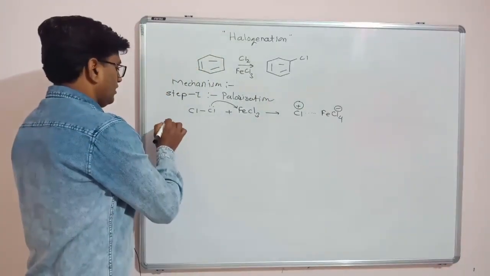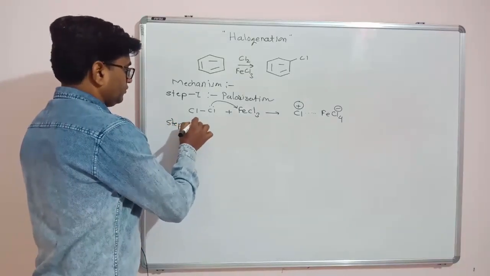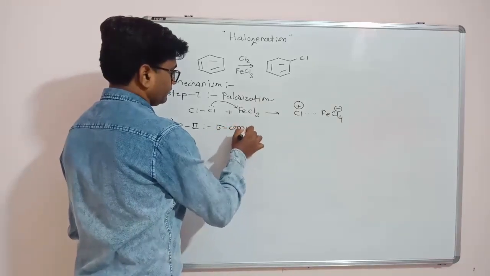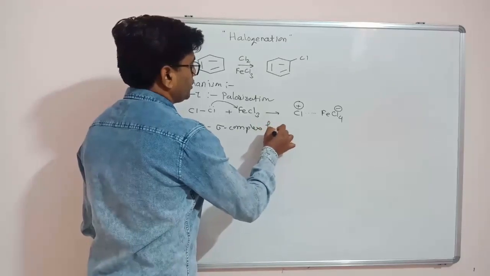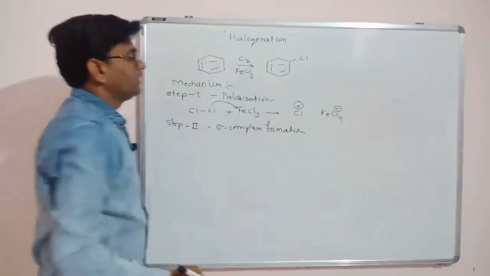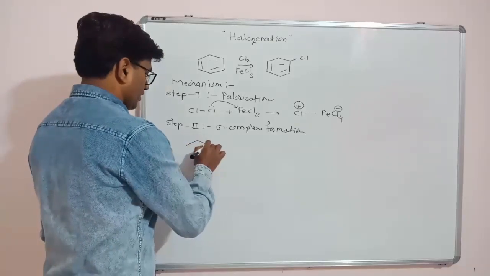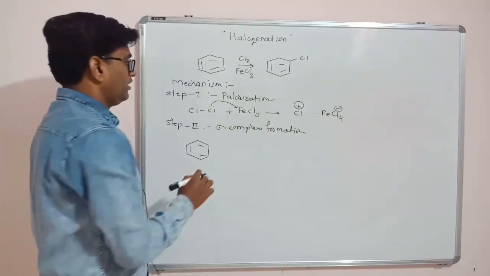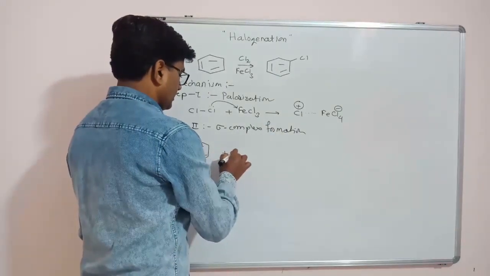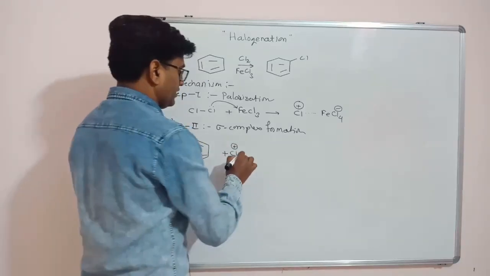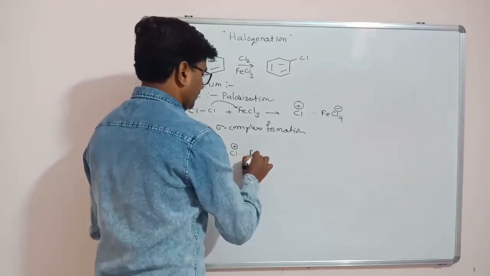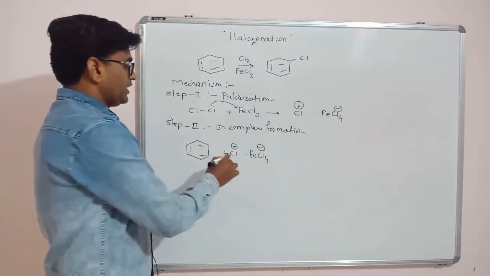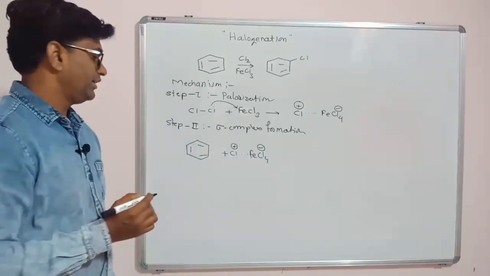So the second step is formation of the sigma complex. In that case, what will happen? Our benzene ring is rich in pi electrons and acts as a nucleophile, while in our complex, Cl now has a positive charge. This is the partial ionic bond with FeCl4 minus. Now we have an electrophile, and a benzene ring rich in pi electrons.